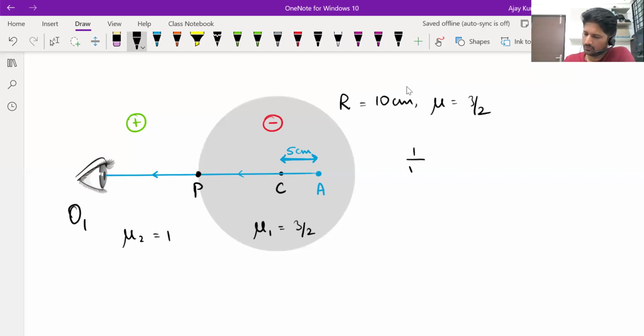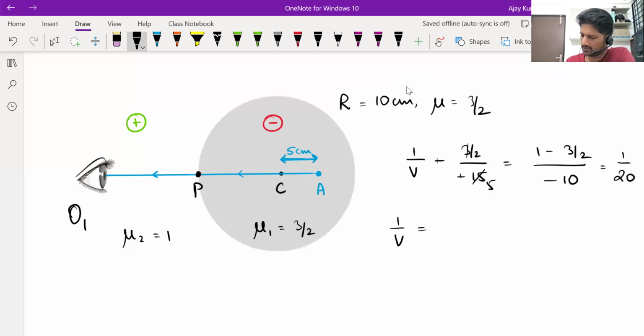Therefore, mu2 by v minus mu1 by u is equal to (mu2 minus mu1) by R. So the right hand side becomes -1/2 by -10, which is 1/20. On the left, 3 and 15 cancel 5 times, giving 2/5... 1 by v plus 1 by 10 is equal to 1/20. So 1 by v becomes 1/20 minus 1 by 10. This is -1/20. Therefore, you find that the image distance is -20 centimeters.